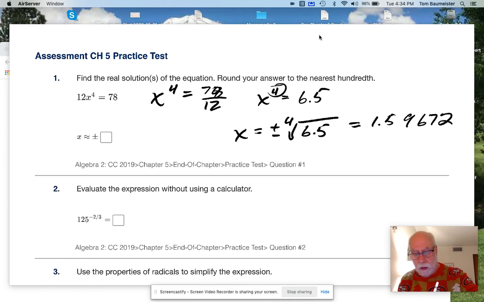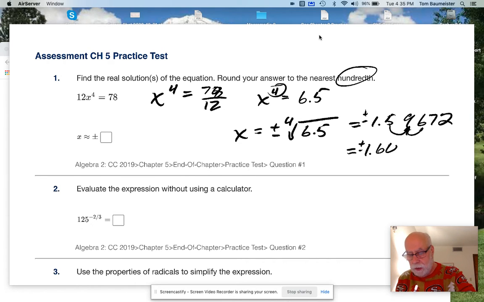1.59672. Now I just did all of that because it said to the nearest hundredth. So remember, the nearest hundredth is 2 decimal places. We'll look here at the 6, because our 2 decimal places is at the 9. So we look at the one before, that's going to make that become a 0, and that's going to make that become a 6. So we are going to say our answer is plus or minus 1.60. I'm pretty sure if you just put 1.6, I'll give it 10.